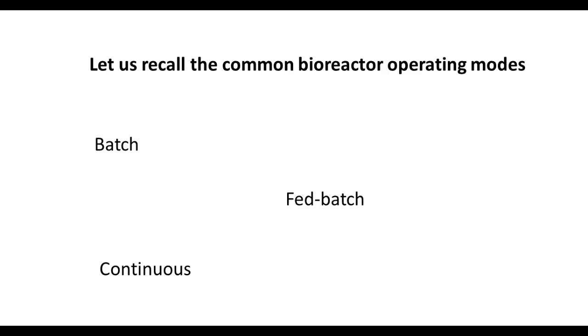In between the two ends, the batch and the continuous, we had the fed batch, where you start out as a batch and then you could have intermittent feeding or intermittent removal, or even continuous feeding and continuous removal, or both. As long as it is not continuous in and continuous out simultaneously, any other combination is called a fed batch. These are the three common bioreactor operating modes: the batch, the continuous, and the fed batch.